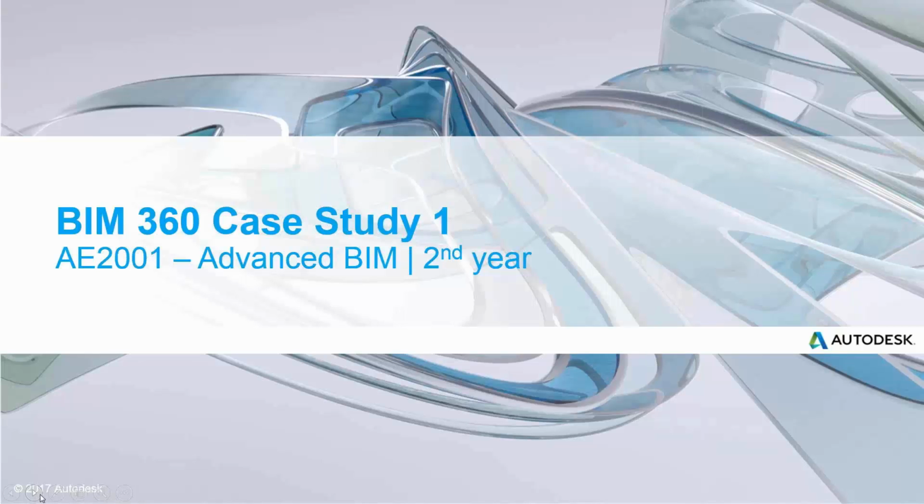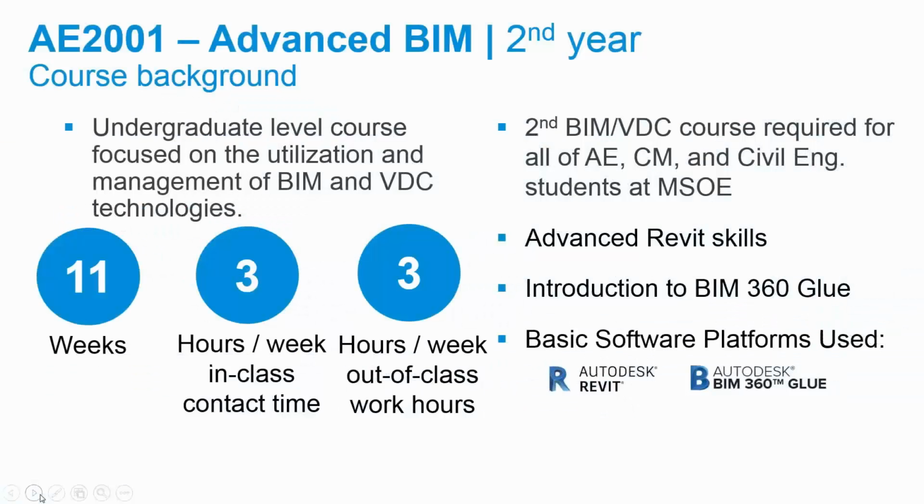So the first case study is about AE 2001 Advanced BIM for sophomore year students. AE 2001 Advanced BIM is offered to sophomore students majoring in AE, CM, and civil engineering. This is an undergraduate level course focused on the utilization and management of BIM and VDC technologies. During the 11-week quarter, the students attend a 3-hour class every week and spend roughly 3 out-of-class hours per week to complete coursework and the team project.